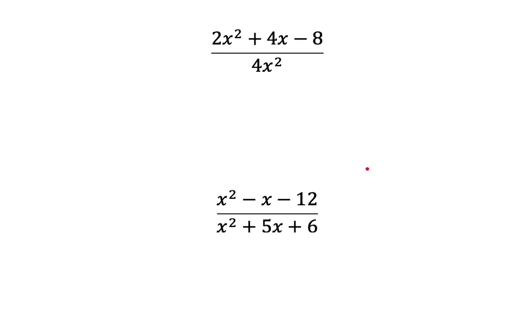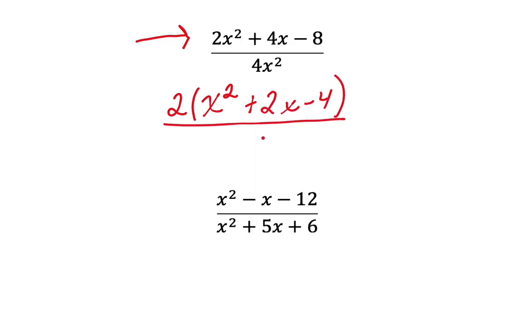So what I have to do here is take out the greatest common factor in my numerator. If you notice, I could take out a 2 in every term here, leaving me 2 times the quantity x squared plus 2x minus 4. And that would still all be over a 4x squared. So now I have 2 times this trinomial, and technically 4x squared is 4 times x squared.